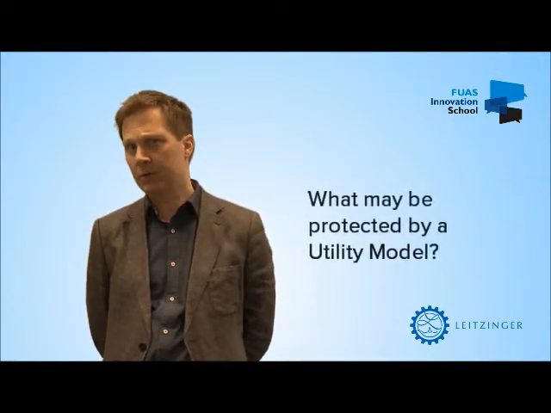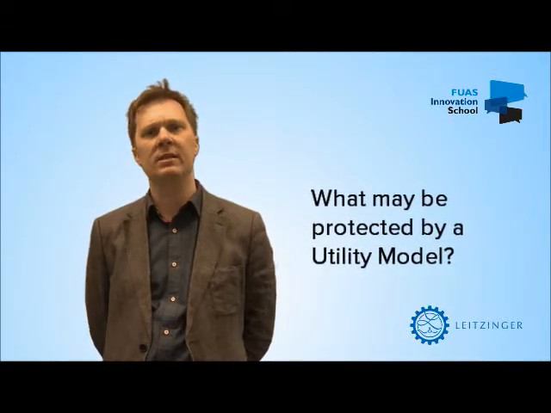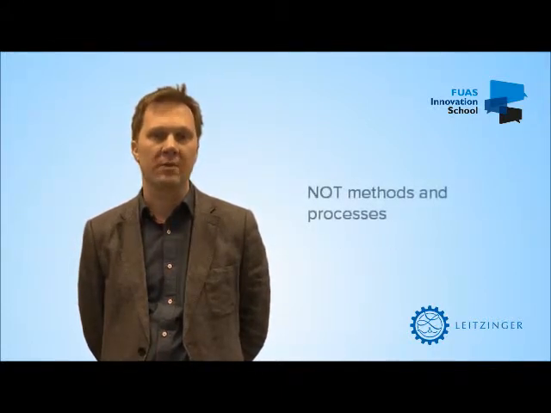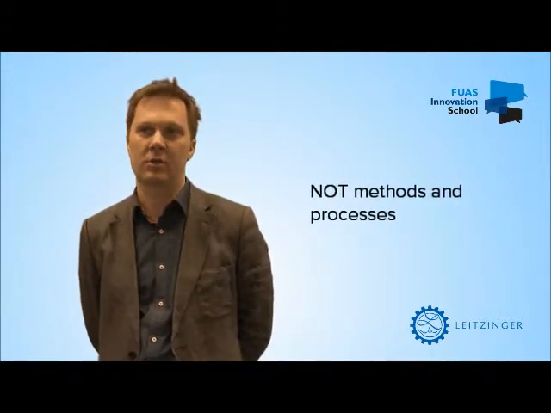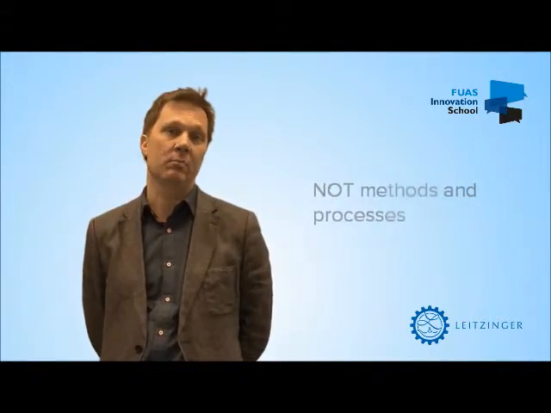Now then, let's move on to utility models. Now, what may be protected by a utility model? It's basically a lighter version of a patent. That is why utility models are also called petty patents. Now, when it comes to what is protectable by a utility model, it covers products and devices, but not methods and processes. Methods and processes are excluded from protection in utility models.